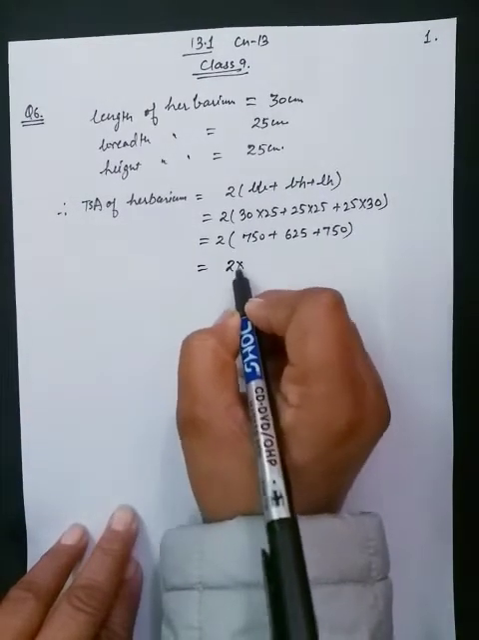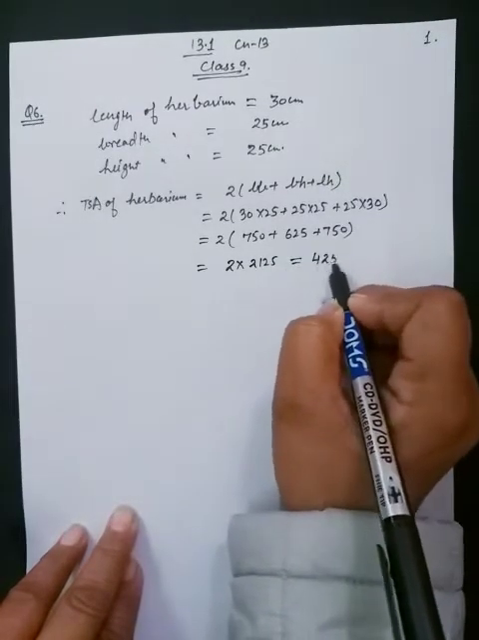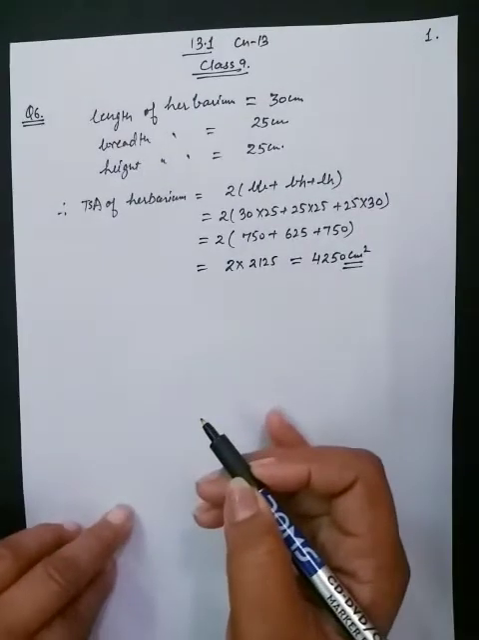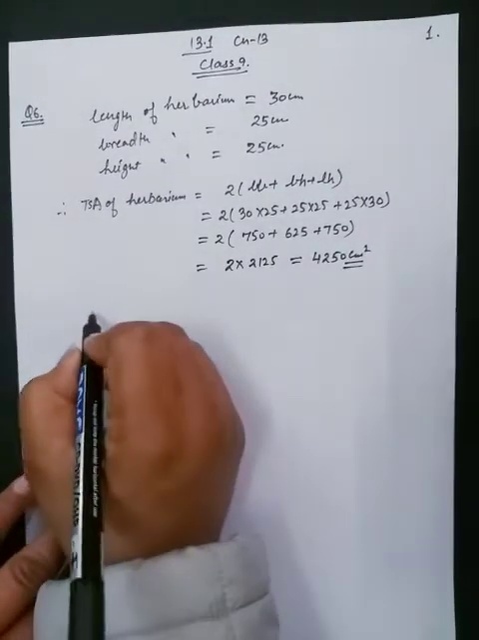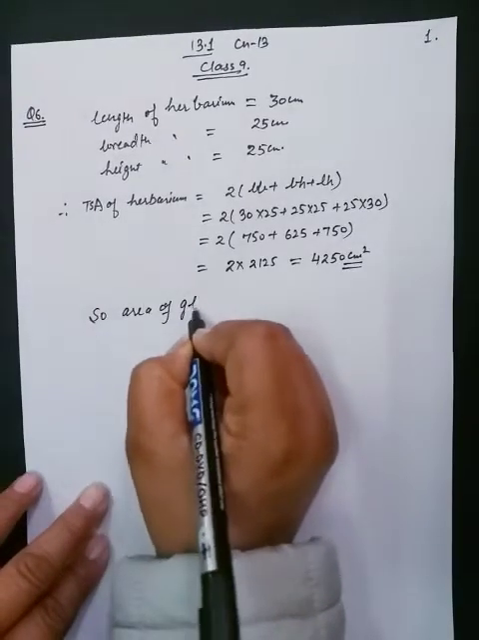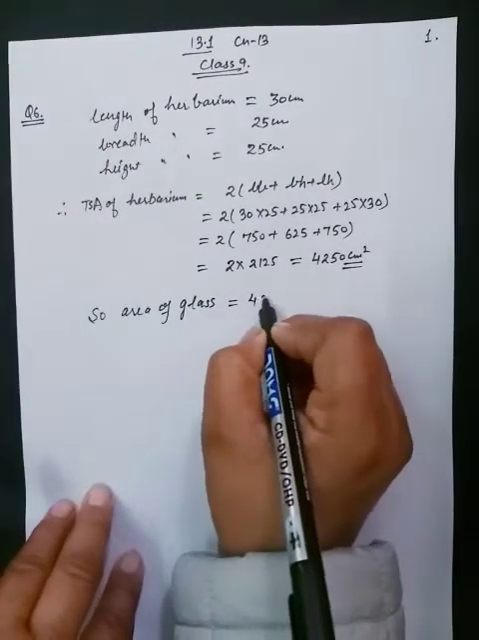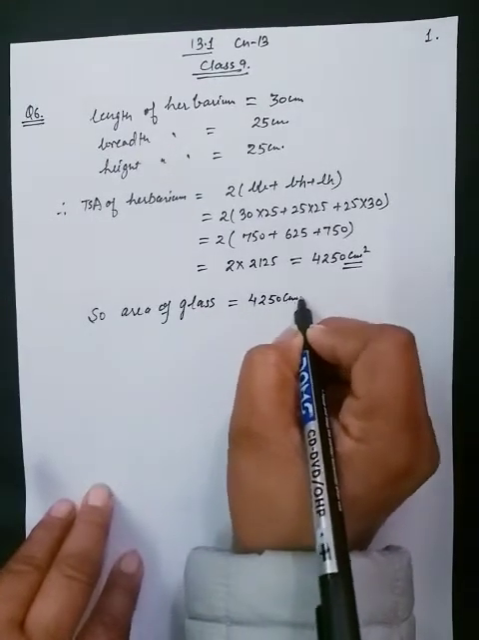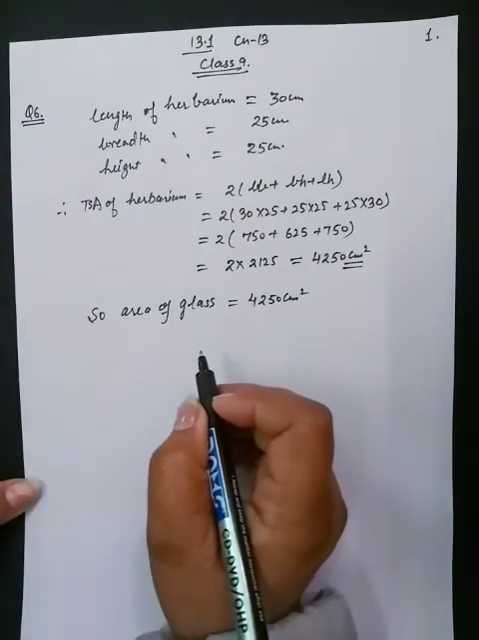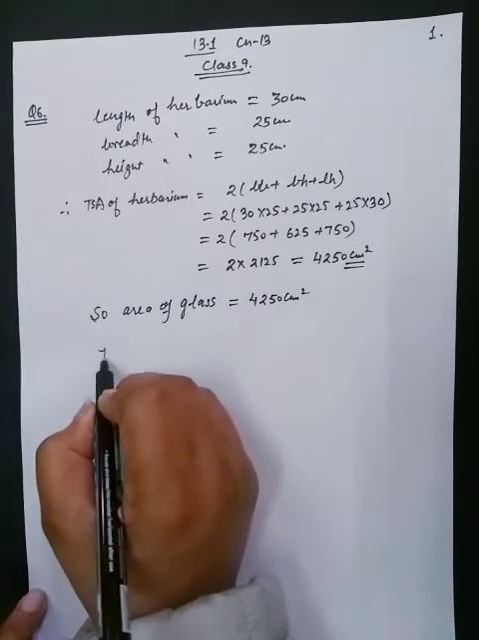And it will be 4250 centimeter square. And we are asked what is the area of the glass. So area of glass, because this herbarium is made of glass, so area of glass is equal to 4250 centimeter square. Now we are asked to find the length of the tape and we know there are 12 edges.